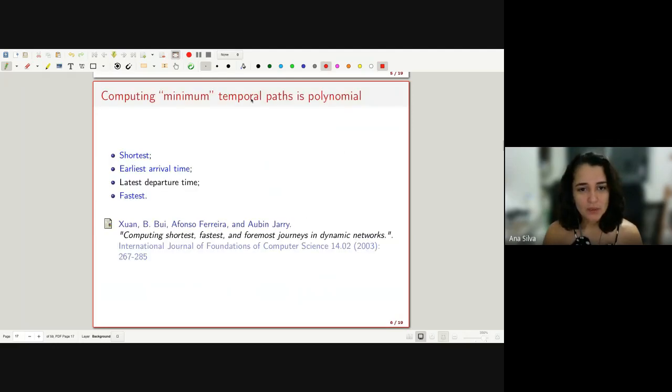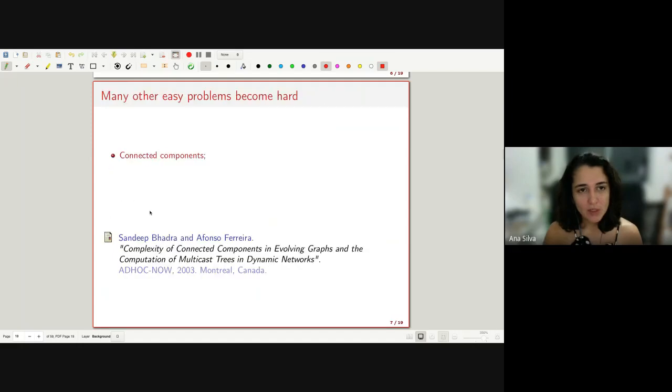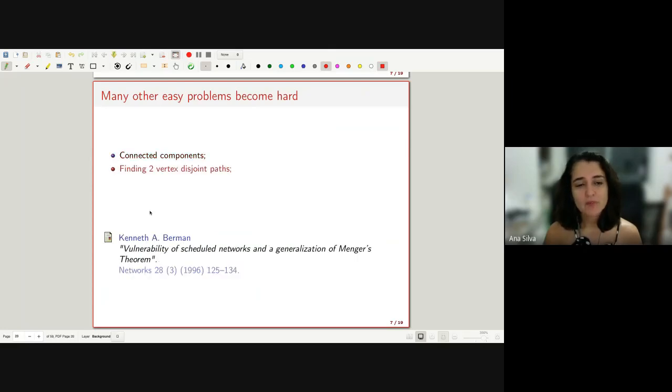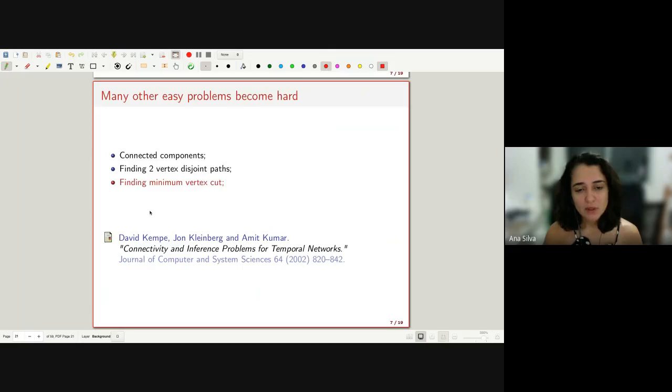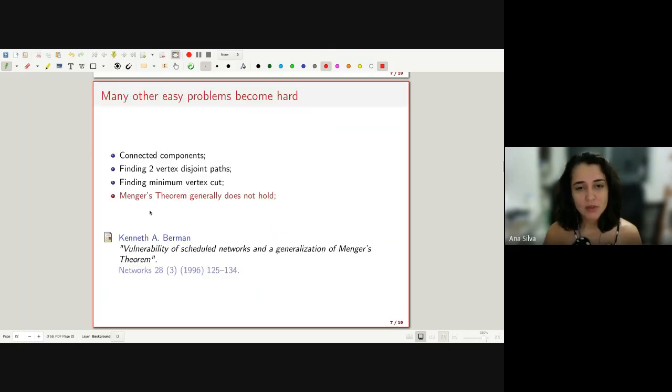All of these concepts are polynomial time solvable, and the first three were proved to be polynomial in this paper in 2003. The fourth one was introduced in this other, more recent paper, where they also investigate the other three variations, giving better algorithms. But as I told you, many easy problems become hard. For instance, connected components, finding two vertex-disjoint paths, finding a minimum vertex cut, and this already gives you a hint that Menger's theorem will not work.